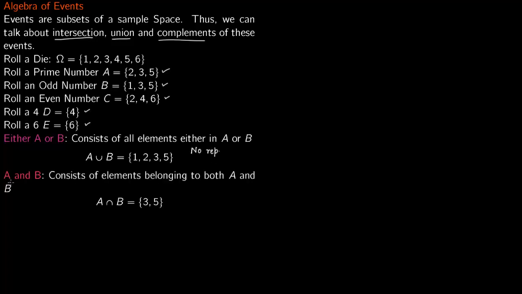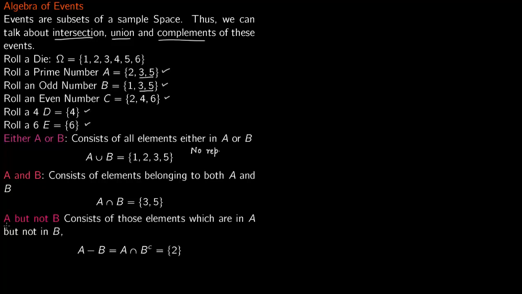Now we talk about A intersection B. You write it as A and B. It consists of elements belonging to both A and B. So the only elements which belong to both A and B are 3, 5 here, 3, 5 here. These are the common elements, and that's what you write as intersection.